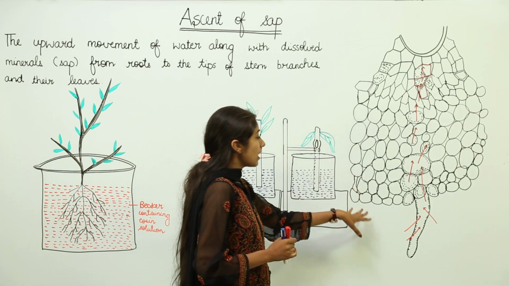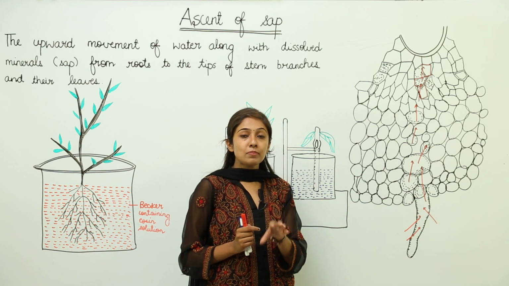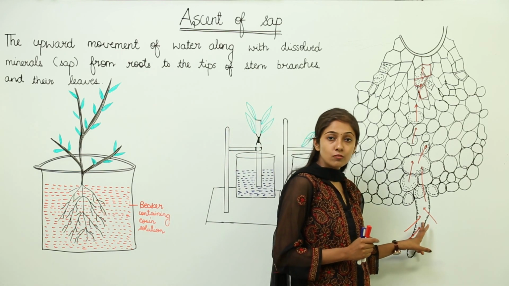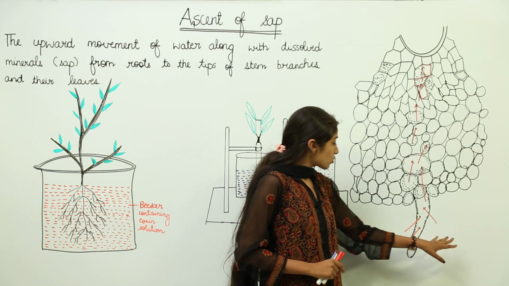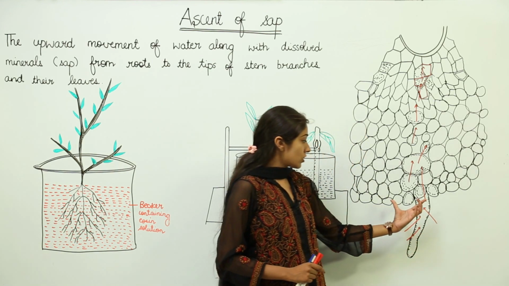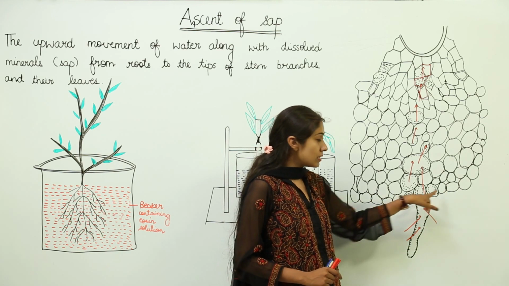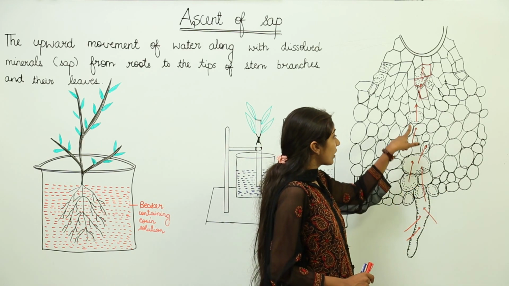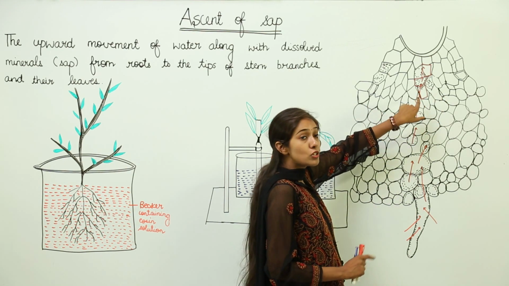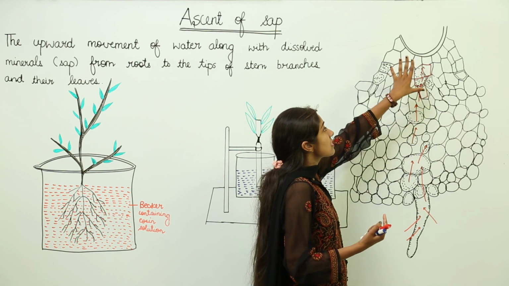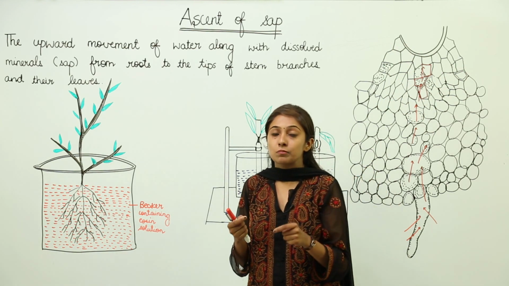As you can see in the image, we have this root here. So from the soil, the sap is absorbed by the root hair. What does sap contain? Sap contains water along with dissolved minerals. So this sap is absorbed by the root hair. From the root hair, it is going to enter into the epidermal cells, epidermis. From epidermis to the cortex, from cortex to the endodermis, from endodermis to pericycle, pericycle to the xylem vessels. So this is how the ascent of sap takes place through this path.